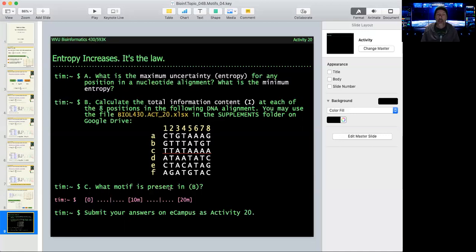And then part C, what motif is present in B? After calculating the information content for each position in this part, you should be able to identify a region, a stretch of higher information. That's what a motif is. It's a stretch of higher information than the surrounding stretches. So part C, I ask you to identify the motif that's present in B. When you're done, submit that as activity 20.